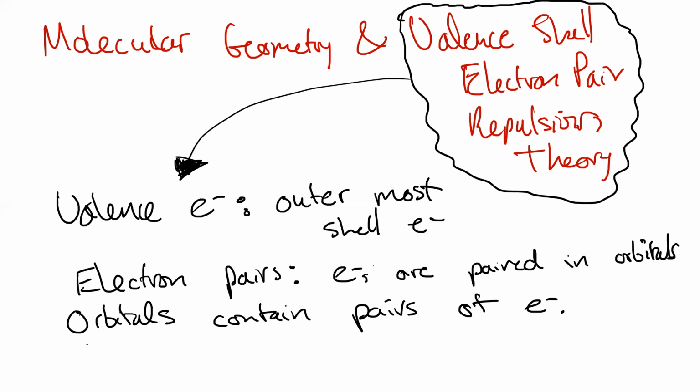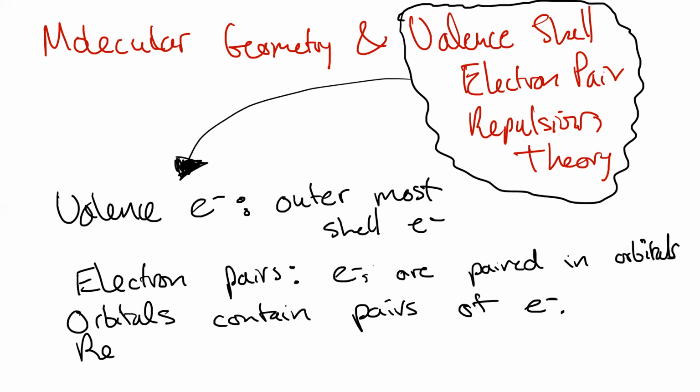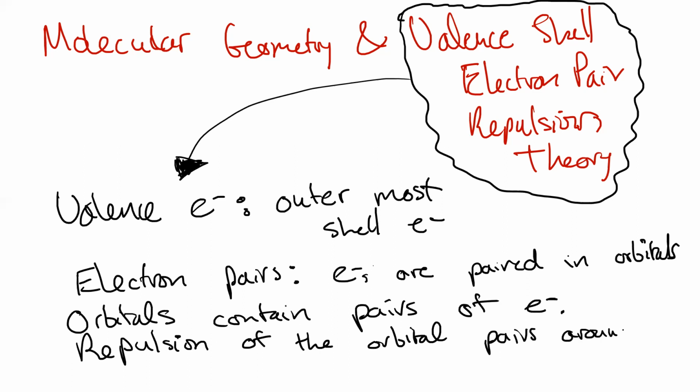And since electrons are of the same charge, negatively charged, they are going to be repulsed by each other. But it's not just the individual electrons that are repulsed by each other. It's the repulsion of the orbital pairs around the atom that we're talking about here.